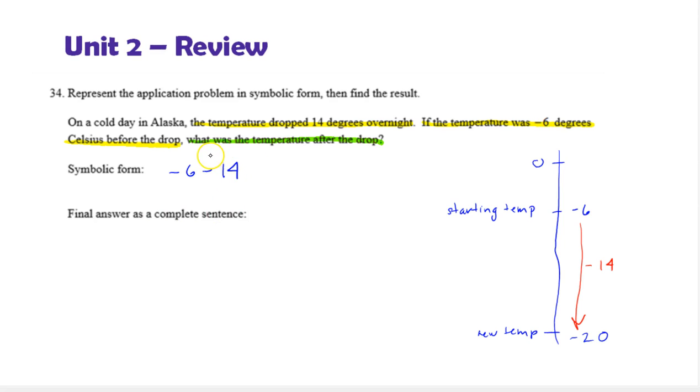Now let's answer the question, what was the temperature after the drop? The temperature after the drop was negative 20 degrees, and it was measured in Celsius. Let's look at the next one.